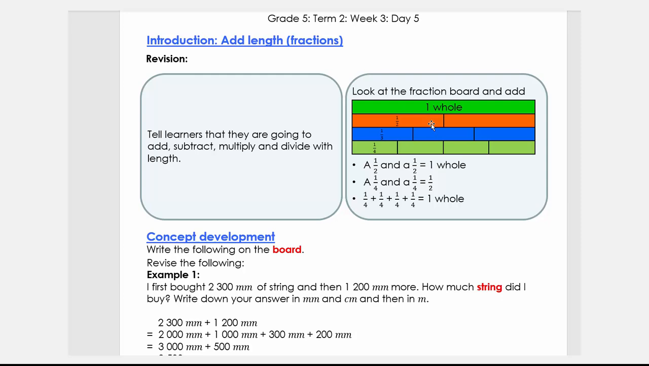You can also ask what is a half of 1 meter, and they can say to you it is a half a meter or 500 millimeters. So you can ask them a lot of questions around this using halves. So I want you to pause here and then do this activity.